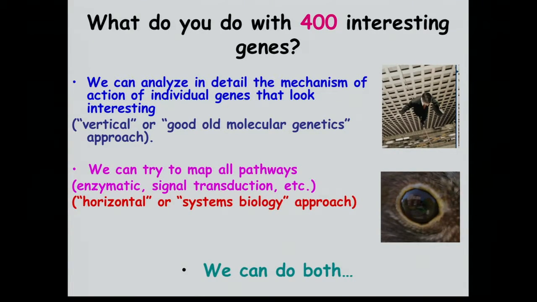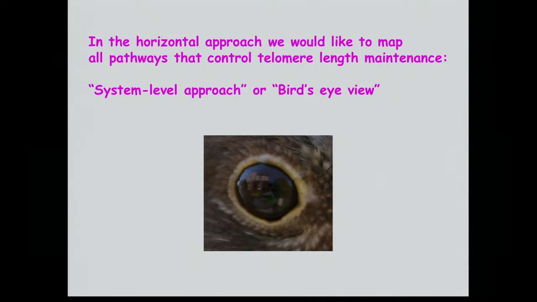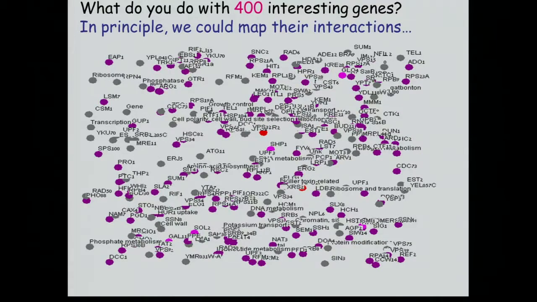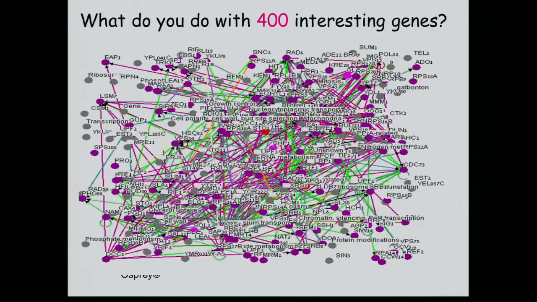Or you can do the horizontal view, which is to get a systems view to see how the information flows within the system, how many pathways you can recognize, how the genes are organized, and so on. So we're trying to do both. For the system-level approach, we are working with yeast. There is a lot of information about yeast. There are genome-wide analyses of genetic interactions, genome-wide analyses of protein interactions. You name it. And so we can use that vast amount of data, and if you take, for example, all the 400 genes that are involved in telomere length maintenance, and you use that data, you get a very clear picture of how telomere length is being regulated.